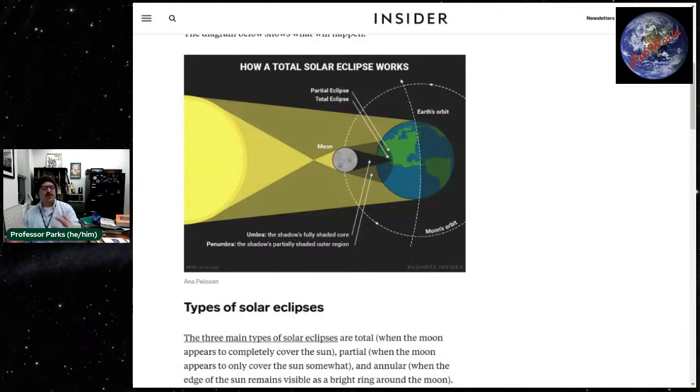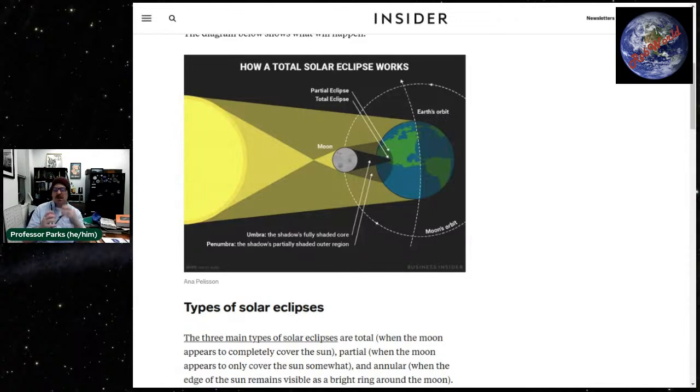For a larger portion of the population, they will see what is known as a partial solar eclipse. If they're in the penumbral part of this region, they will see only part of the moon cross in front of the solar disk, and so only a little bit of the light is going to be blocked. Very much like a partial lunar eclipse, where only part of the moon goes dark, a partial solar eclipse is when only part of the sun goes away.